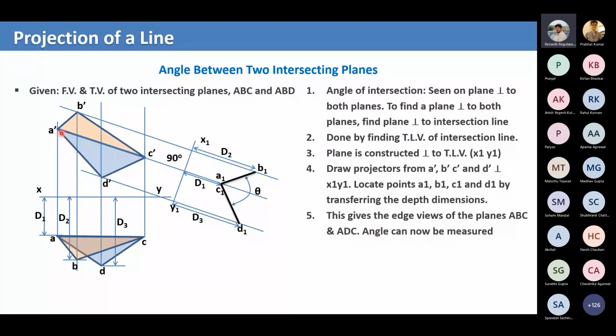So this construction is the same. I've already spoken about how to convert the plane into a straight line. Using the same construction methodology, we convert another plane also here into a straight line, and we measure this angle theta, and this is the angle between the two intersecting planes. I hope everyone understood how to calculate the angle between the intersecting planes. Any more doubts in this or previous slides?